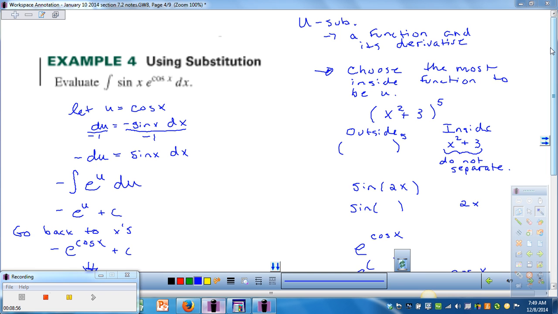So now you've seen our total goal here is to rewrite it in terms of u's and du's, integrate it, and then go back to x's. All right? Questions on this one? Just your first one? Let's try a few more.